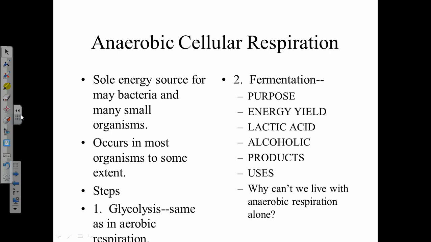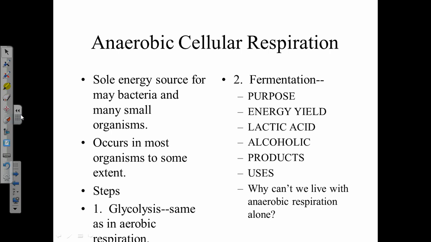You're running so fast that most of your body's still getting oxygen, but what part of your body can't get as much oxygen as it needs? Keep going. The muscles. So your muscles have to have a constant supply of ATP. So if they're not getting enough oxygen, they can't get it from aerobic respiration, so they have to do this in a pinch. Is this very efficient?